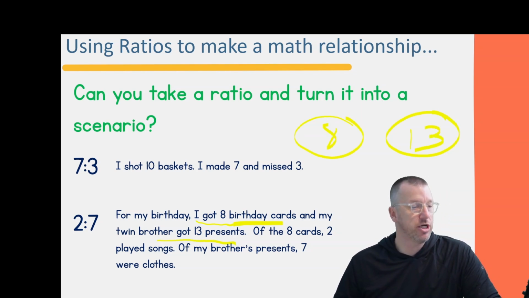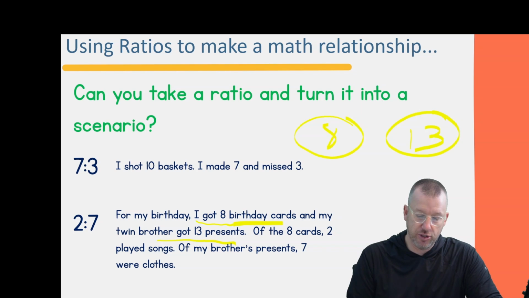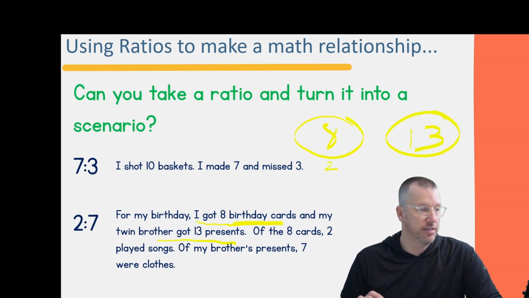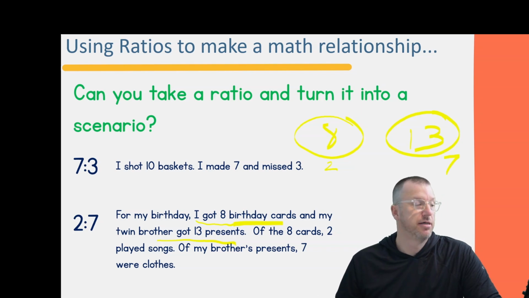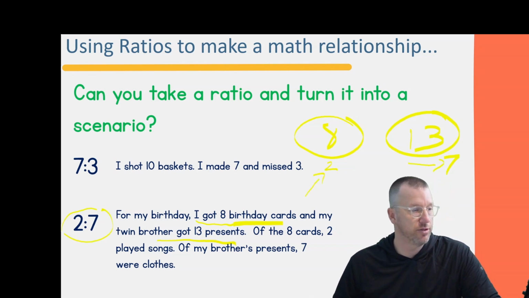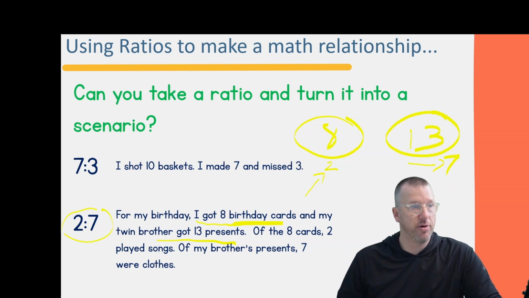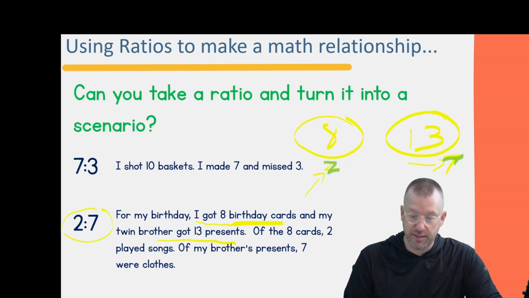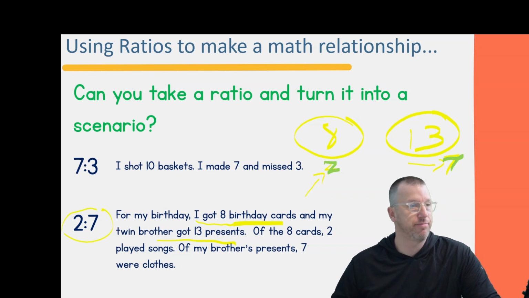So of my 8 cards, 2 of them played music. And of my brother's presents, 7 of these were clothes. So my scenario here is 2 to 7. 2 cards that play music to 7 gifts that were clothes. All right, and that would be part to part as well because we're talking about part of this group and part of that group. So this is 2, part of the 8, and this is 7, which is part of the 13. Part to part.